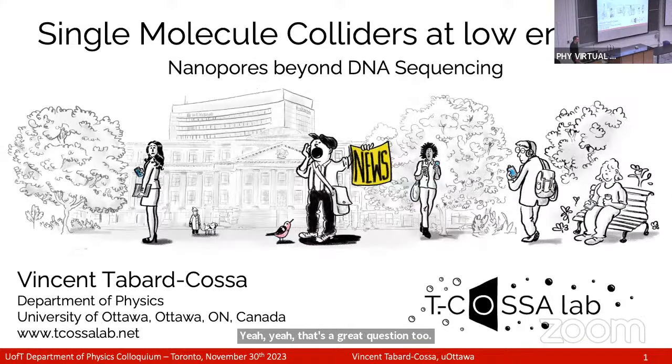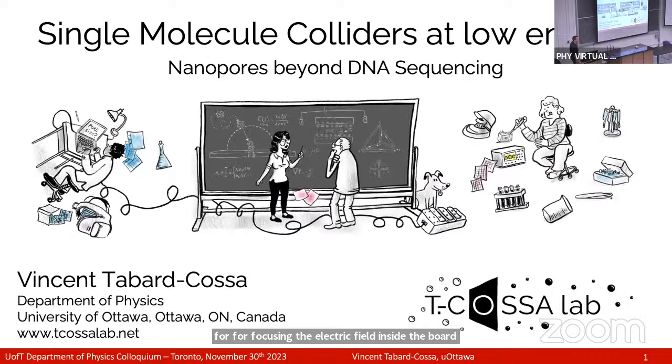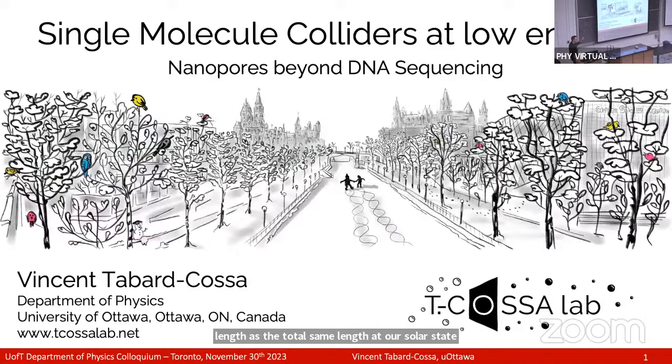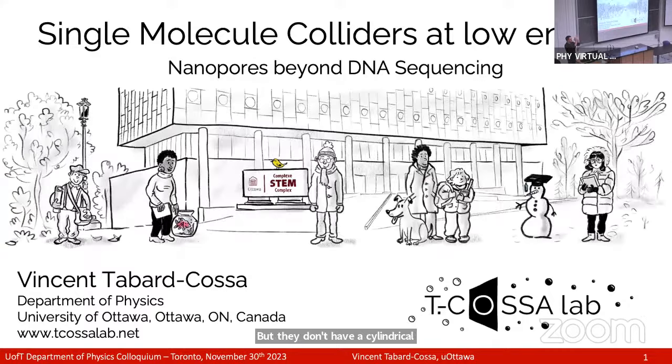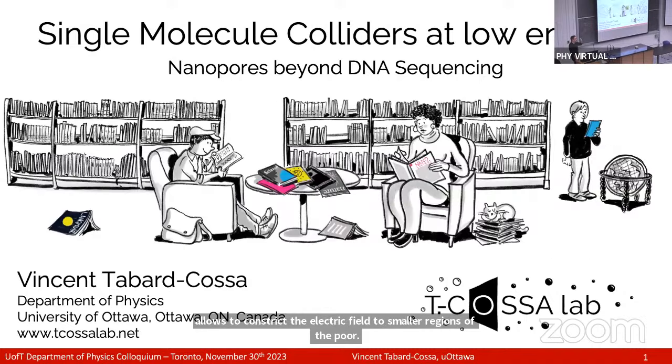So the shape of the pore matters a lot for focusing the electric field inside the pore. You saw that those biological pores have about the same length as our solid state nanopores, which are about 5 to 10 nanometers in length. But they don't have a cylindrical shape. They have sort of a funnel shape or hourglass shape. And this allows you to constrict the electric field to smaller regions of the pore to give you more resolution power.